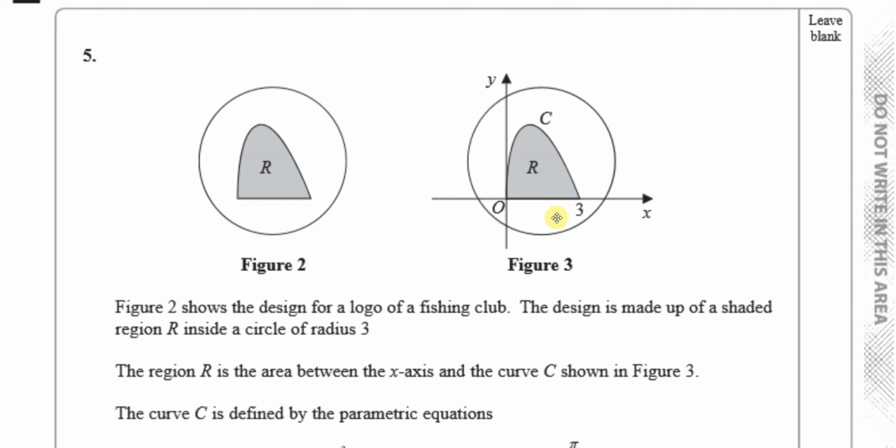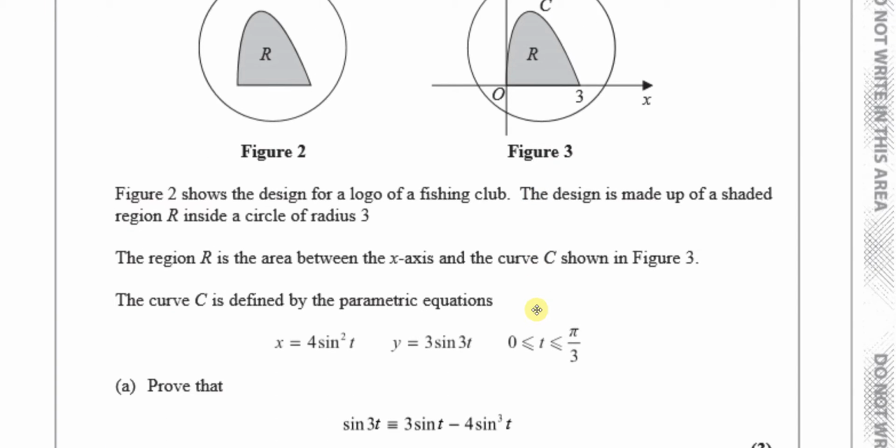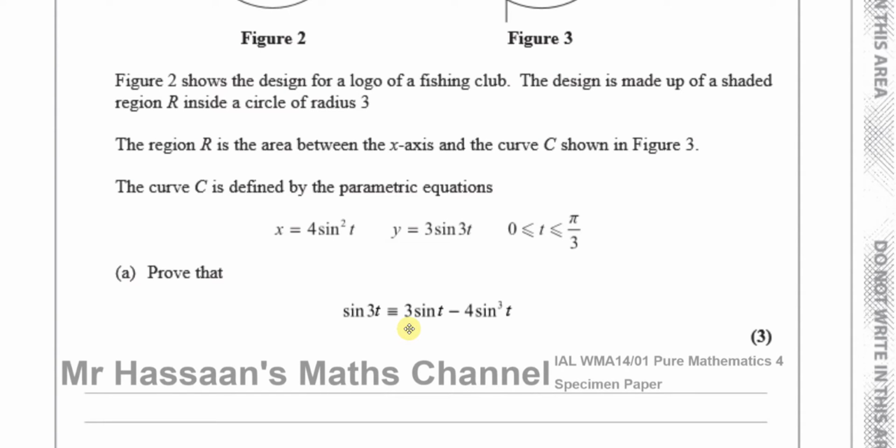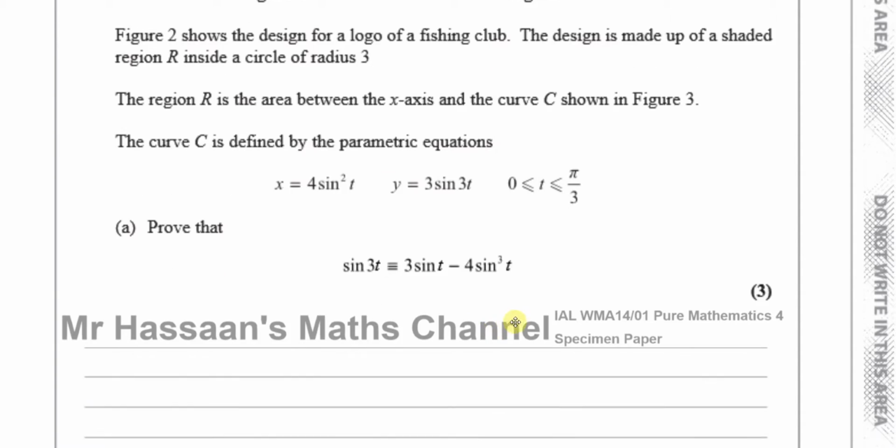Okay, so between the x-axis and the curve. The curve C is defined by parametric equations x equals 4 sine squared t and y equals 3 sine t, and t is between 0 and pi over 3. We've first got to prove that sine 3t is equal to 3 sine t minus 4 sine cubed t.